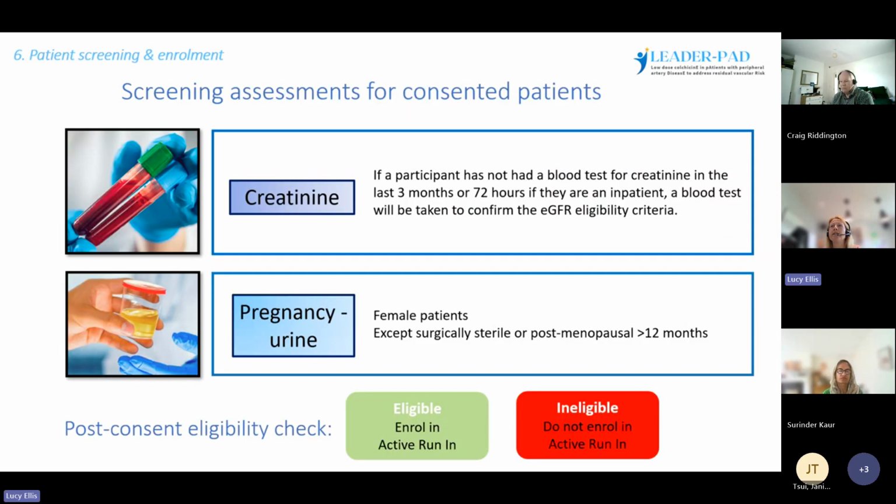So on this slide, you'll just see post-consent assessments that might be required. As I mentioned, if participants haven't had a blood test to confirm the eGFR eligibility criteria, so within the last 3 months for outpatients or 72 hours if they're inpatients, you'll need to take a blood test to confirm that criteria. And you may also need a pregnancy test if you have any female participants of childbearing potential.